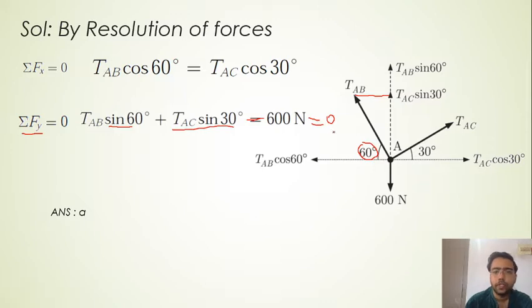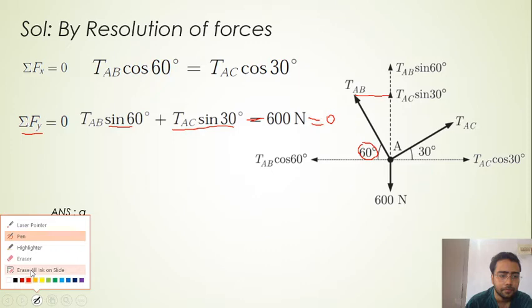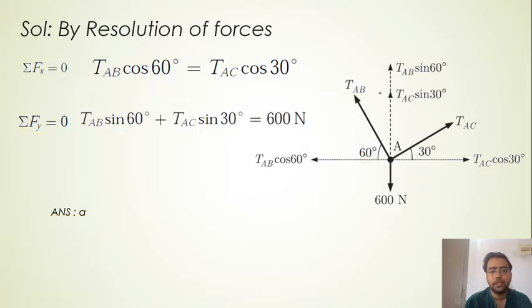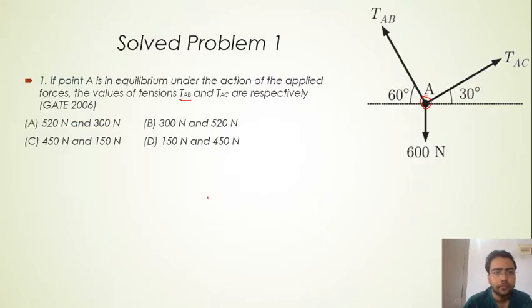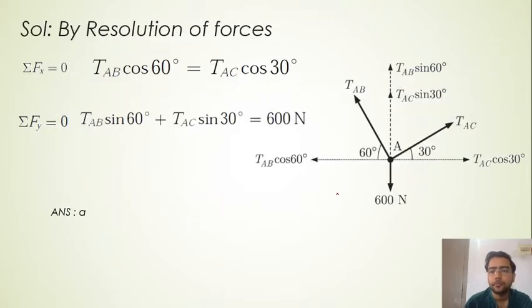So obviously, 600 you can take to the left, LHS, and it will become 600 on the right, RHS, and it will become an equal sign, right? So we will get these two equations and two unknowns, TAB and TAC. We have only two unknowns and two equations. We can solve them and easily find the answer. And the answer will be 520 Newton and 300 Newton, right?